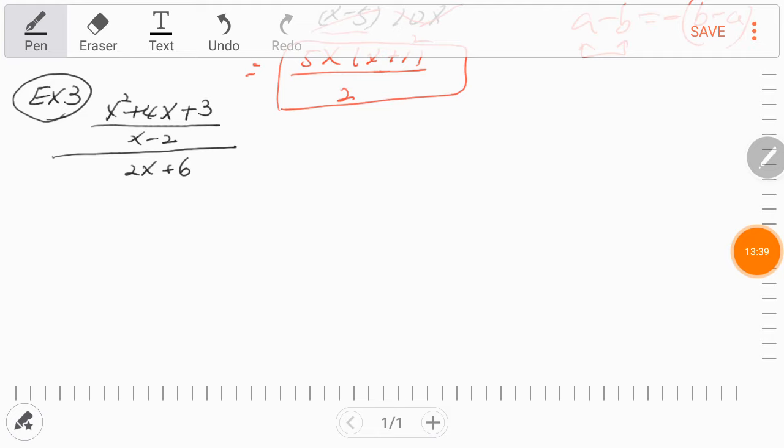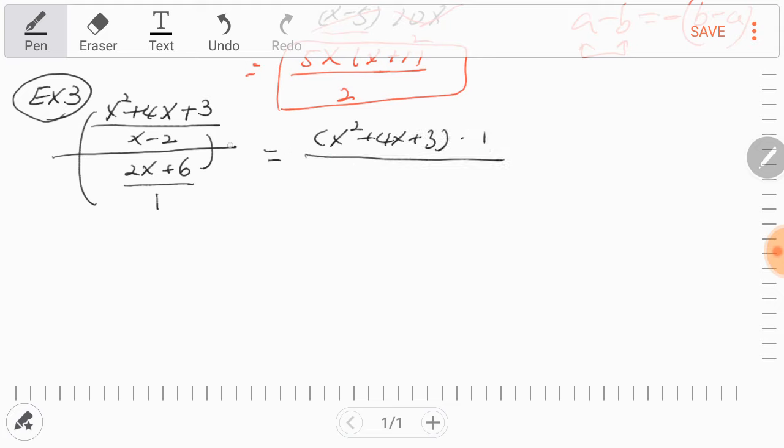Okay, in this example, the denominator can be written as 2x plus 1 over 1. So we can apply B. So that is equal to x squared plus 4x plus 3 times 1 over the inner parts, x minus 2 and 2x plus 6. So we can factor each part. The numerator is x times x, 3 is 1 times 3, and the sum is 4x.